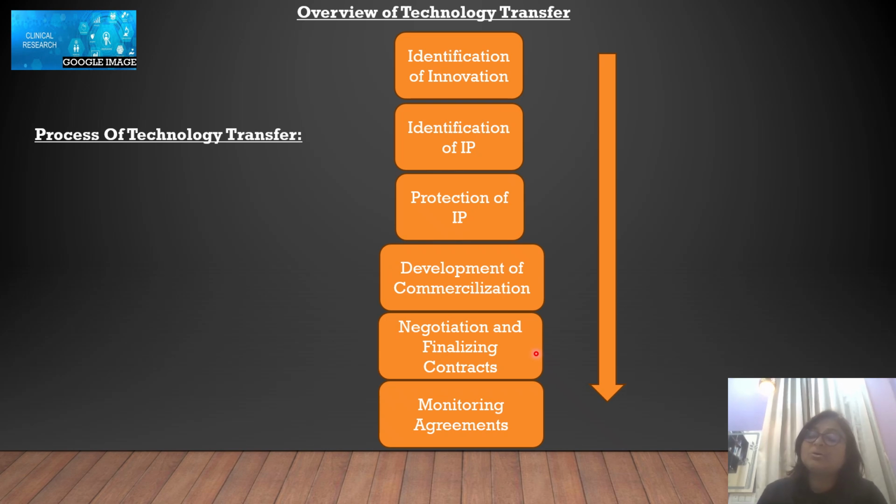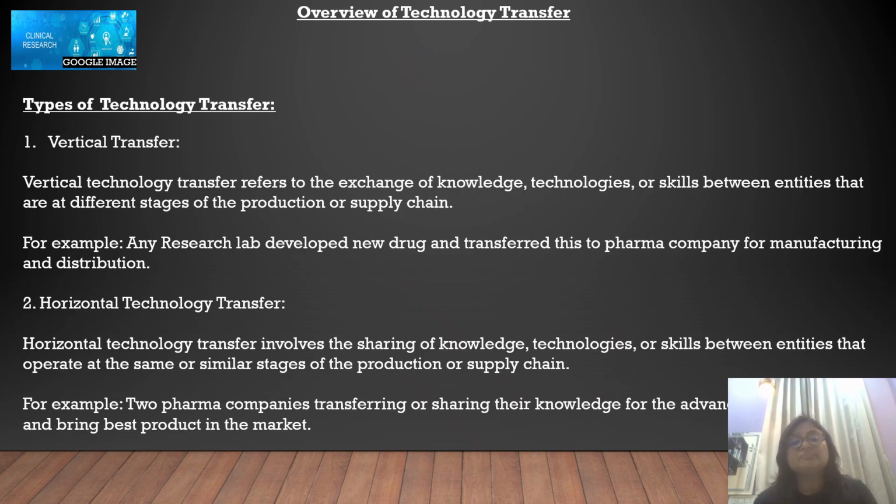Even after all these things, this agreement is monitored through the TTO. What is the TTO? That is the Technology Transfer Office. They all the time monitor whether Y company is following the agreements or not. So this is the process of technology transfer. For the transfer, first we need to know what the innovation is, then we need to protect our IP, and after that it is transferred in the form of contracts.